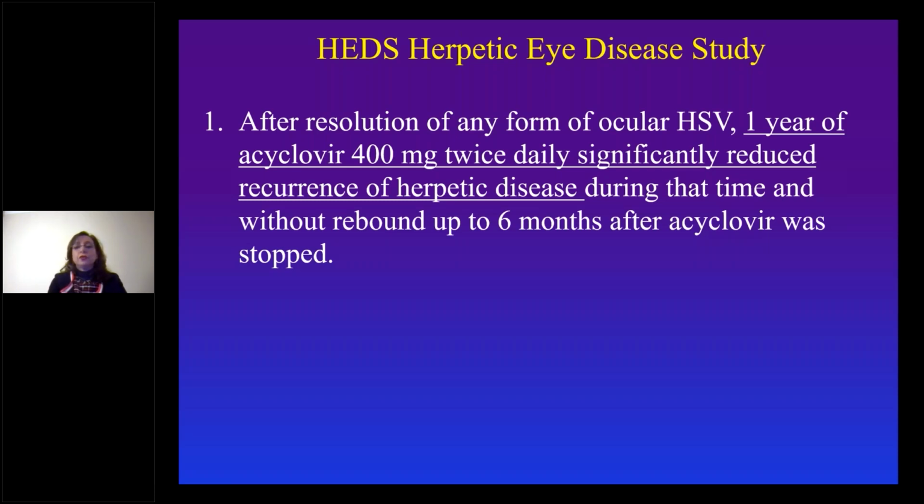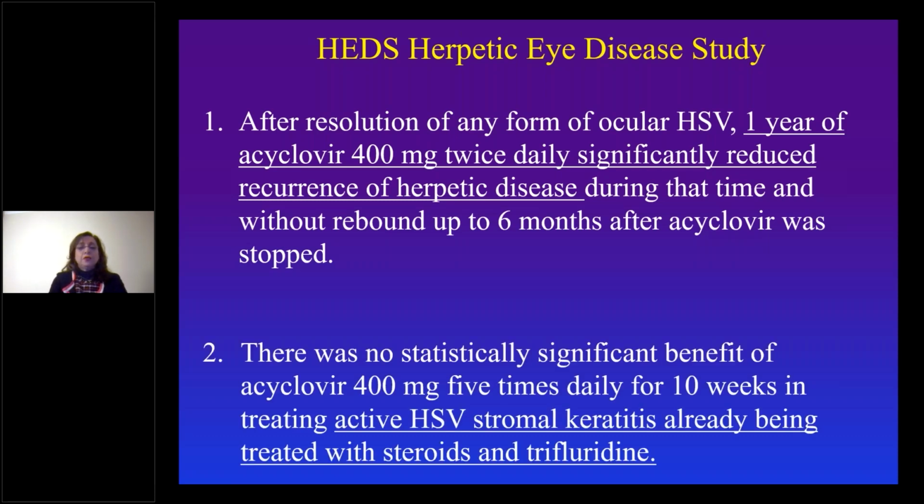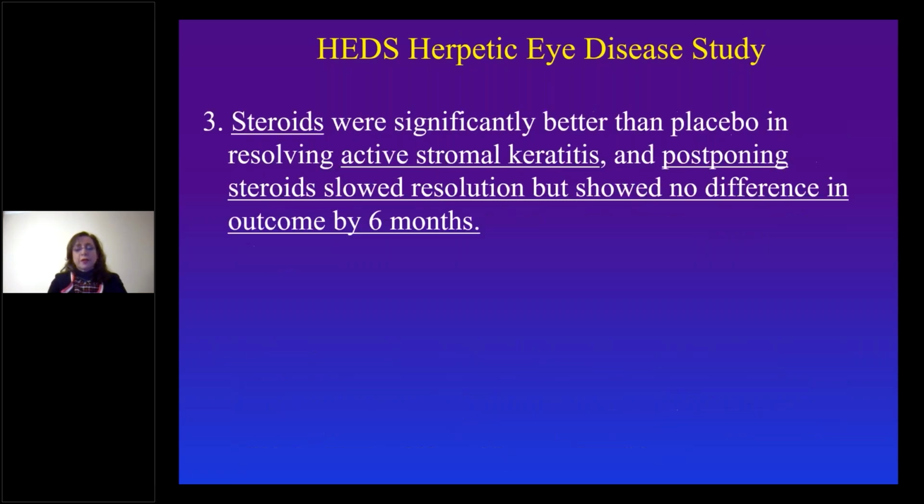So one is after resolution of any form of ocular herpes, you can give acyclovir 400 twice a day, and that will significantly reduce the recurrence. Number two, there is no statistically significant benefit of acyclovir 5 times a day for 10 weeks in treating HSV stromal keratitis if you're already giving the steroids as well as trifluridine, which is one of the topical antivirals. So if you're treating stromal keratitis with topical antiviral and topical steroids, you do not need to add the tablets as well 5 times a day.